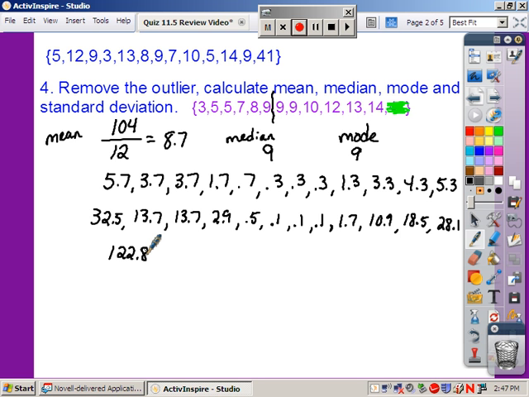So now I'm going to take that and I'm going to divide it by 12. I get 10.23. Again, that's the variance, right? So the last step is to square root the variance.